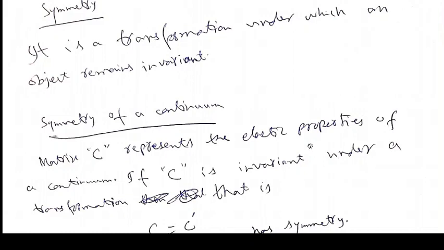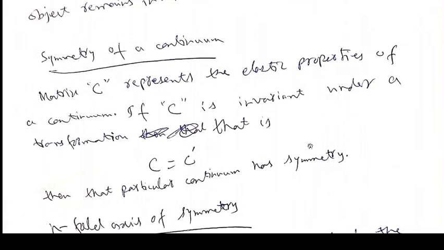Now we will go to the symmetry of the continuum. What does the symmetry of the continuum mean? We know that for any continuum we have the elasticity matrix C, which has all the elastic parameters C11, C12. They represent the elastic properties of that particular material. Like K is the spring constant, C11, C12, all these represent the elastic properties of the continuum.